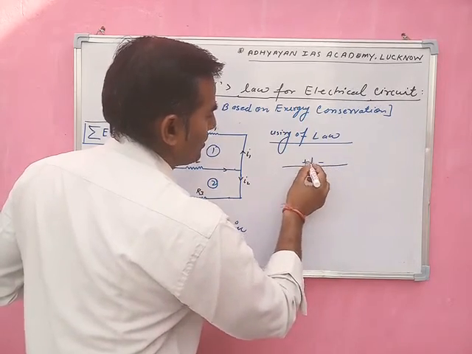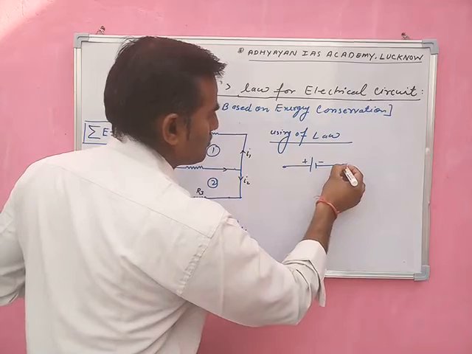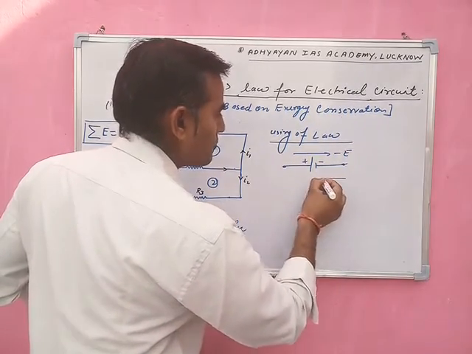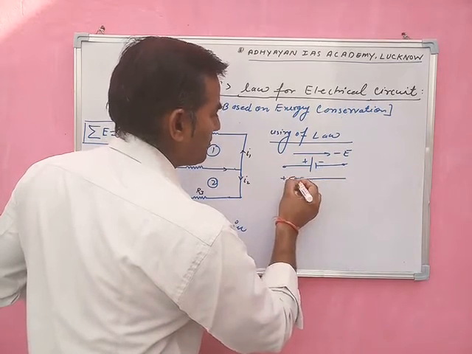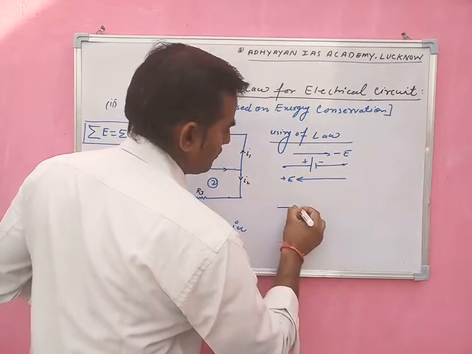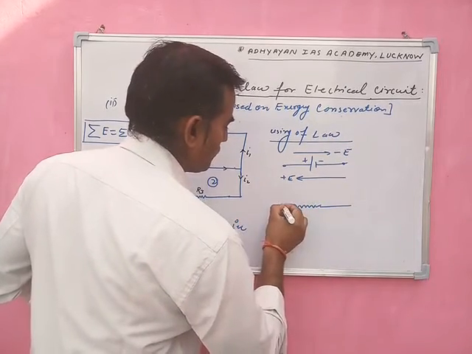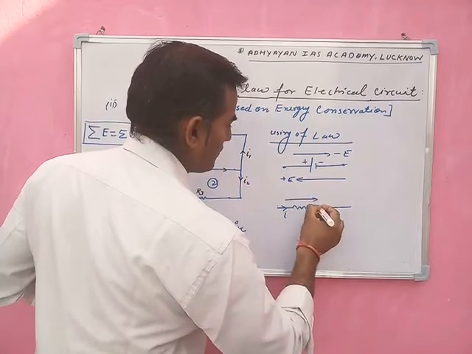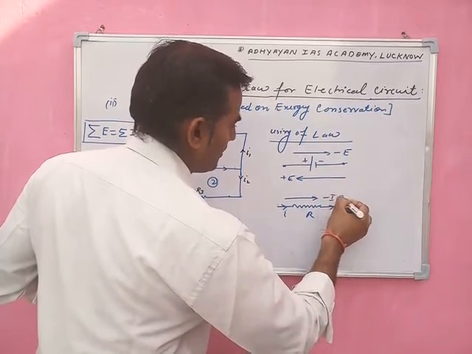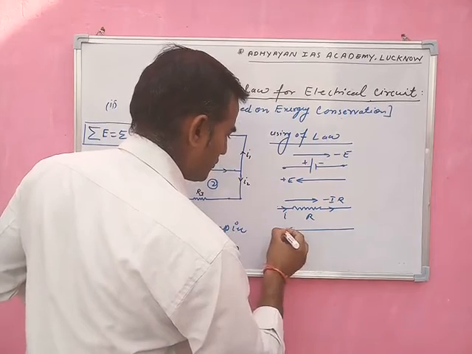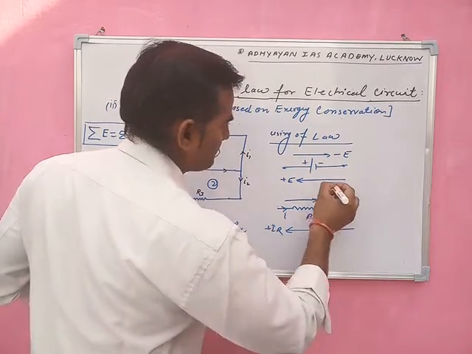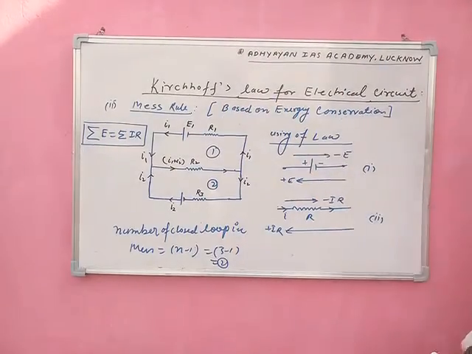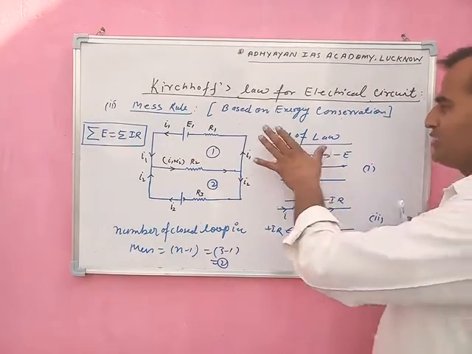Plus, minus, minus E, plus E, minus IR, plus IR. First, second. This is the method to use the Kirchhoff law.